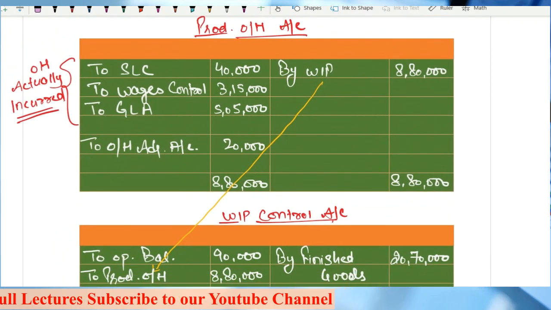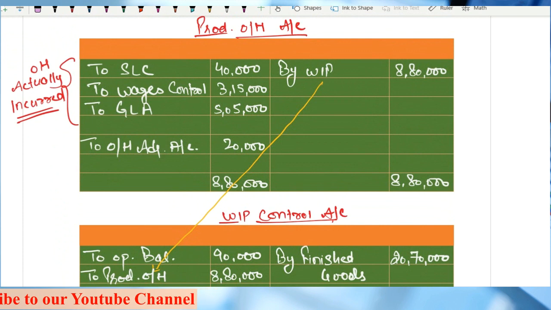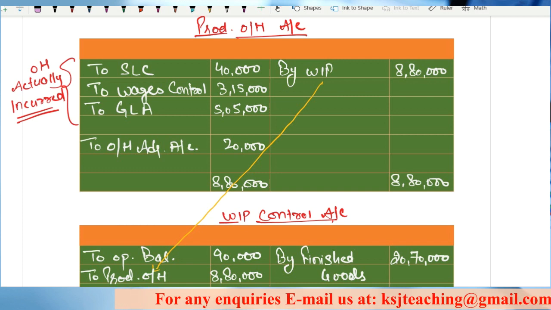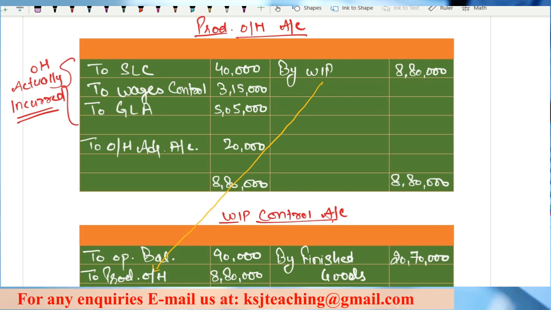Right? Production overheads, always remember, sir, you just have to take 3 entries. One is for the overheads incurred, the second is for the overheads absorbed, and the third one is for the under and over absorption. And if in the question opening and closing balances are given, that you have to take, right?